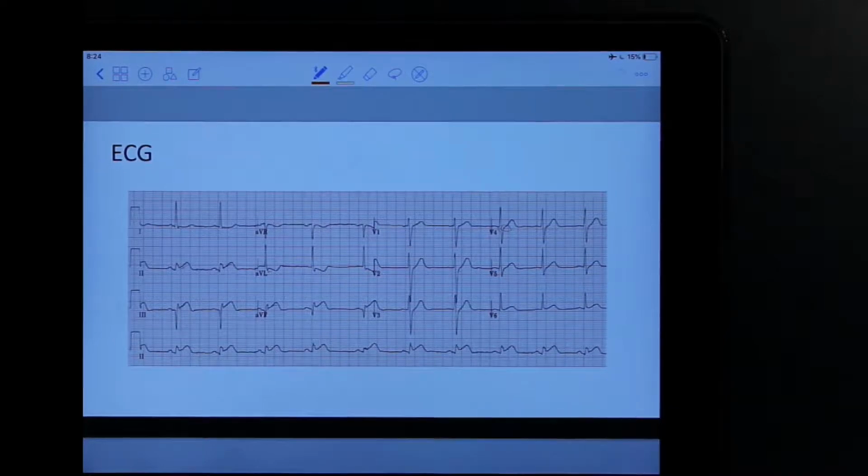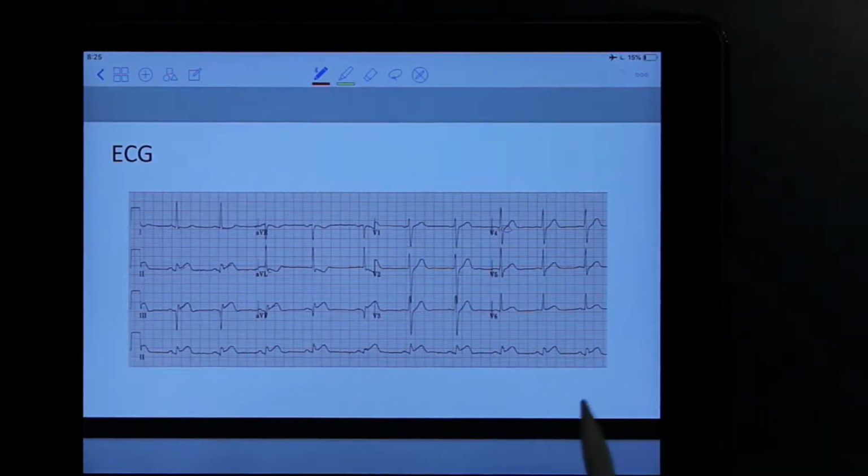So we're going to use the 6-step method that we outlined in our ECG Basics tutorial, and you can find this on YouTube as well as our Facebook page. So first we're going to take a look at the rate.